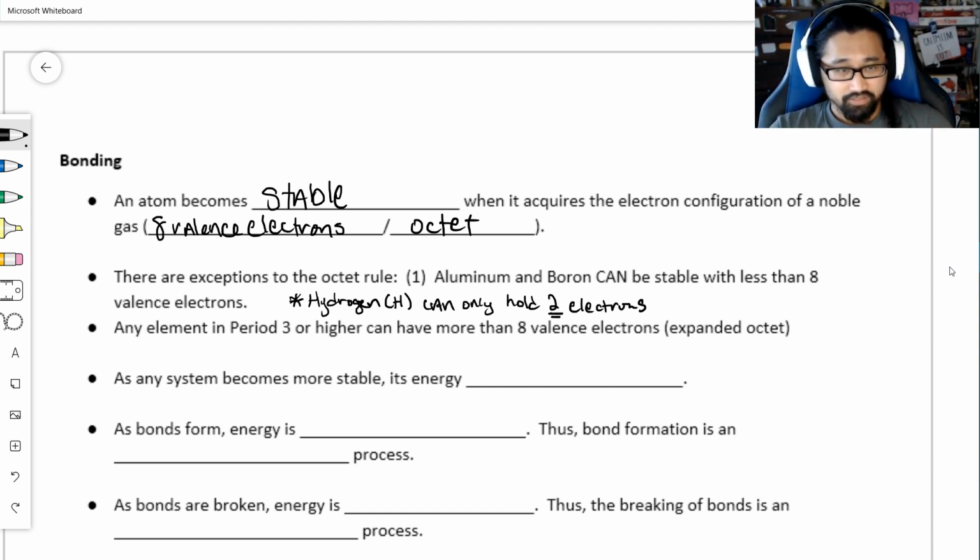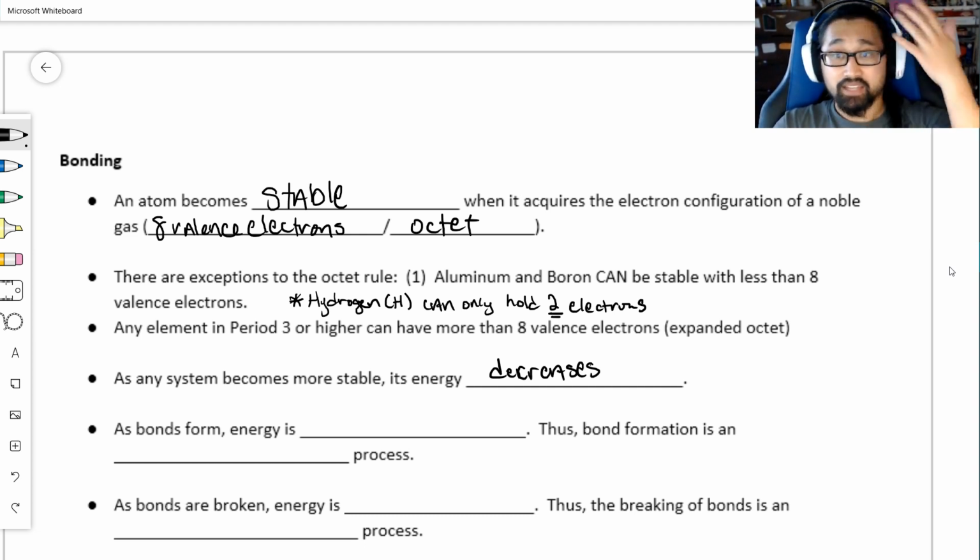As a system, as an atom, as a group of atoms, as a compound becomes more stable, its energy decreases. So the energy is going to go down. And that comes back to what I said before, I think in the thermochemistry section: nature is lazy. Nature wants to be as low energy and high entropy, messy, as possible. Lazy and messy. That's what we're looking at.